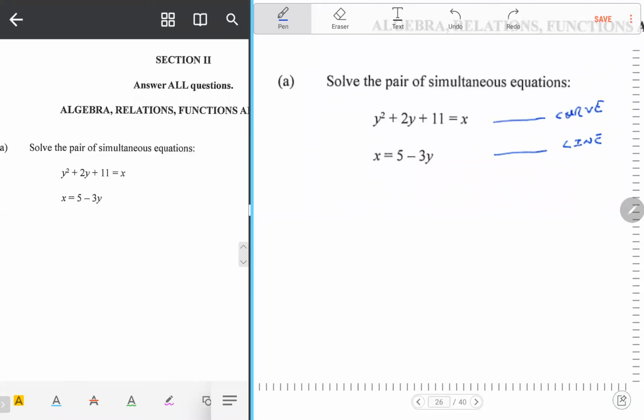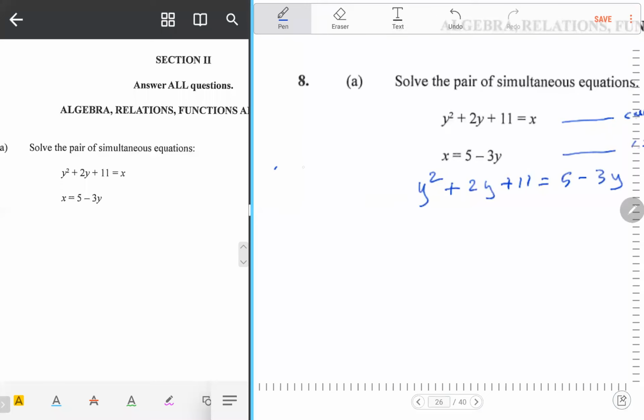So solving them simultaneously means that at intersection, y squared plus 2y plus 11 will be equal to 5 minus 3y. Understand that, because we have substituted for x, you can write it over here: sub for x.